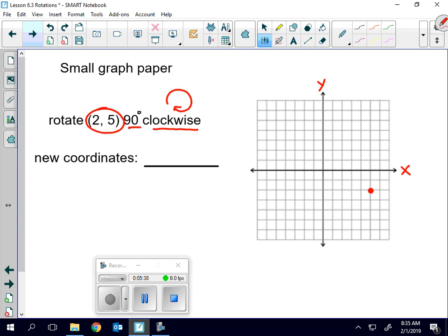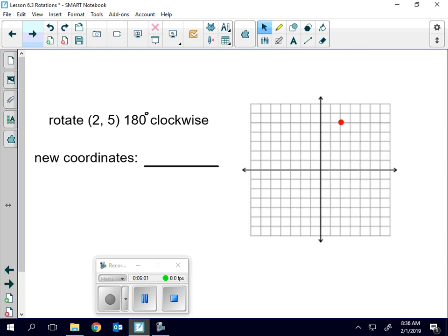So if you read that point, it's, see, 1, 2, 3, 4, 5 on the x, and down 2, so that's a -2. So when we turned it 90 degrees clockwise, our new coordinates are 5, -2. Okay, I want you to do this turning with me. We're going to do it again.